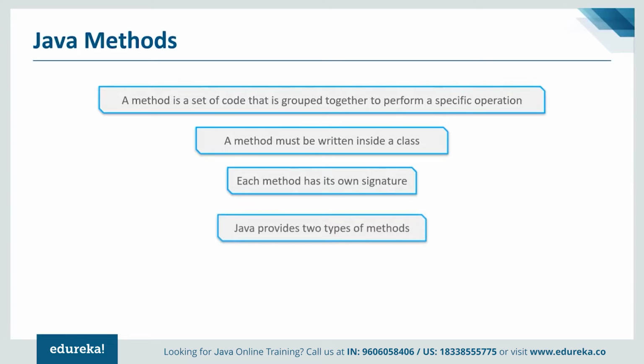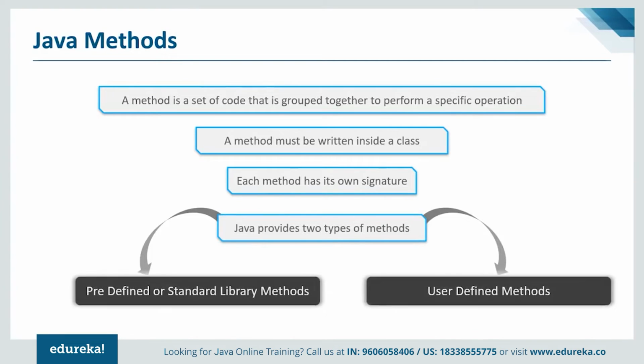Java provides two types of methods, right? First, predefined or standard library methods. These are the methods which we are going to use. For example, println. It will print a line on the console. It's a predefined method. Then we have user defined methods. For example, login user, register user, order products, right? All these methods are the ones we want to come up with the way we want, so we define them the way we want. So that's like user defined methods.